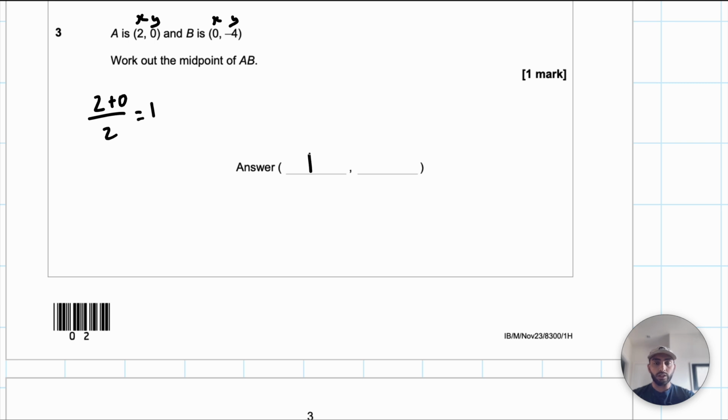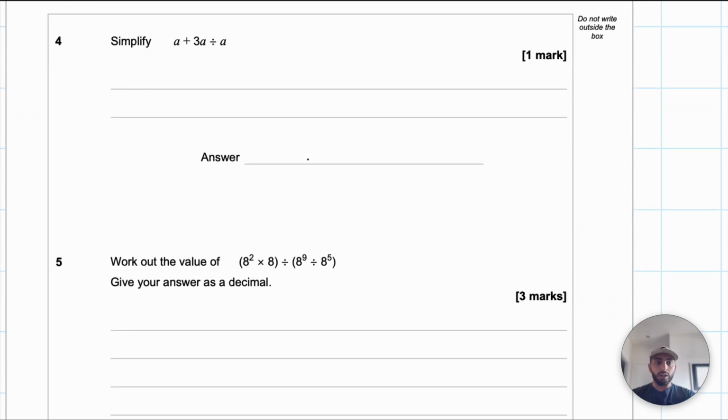So the x coordinate, the middle of that, will be 1. For the y's, we've got 0 plus negative 4 divided by 2. 0 take away 4 is negative 4, and negative 4 divided by 2 is negative 2. So (1, -2).